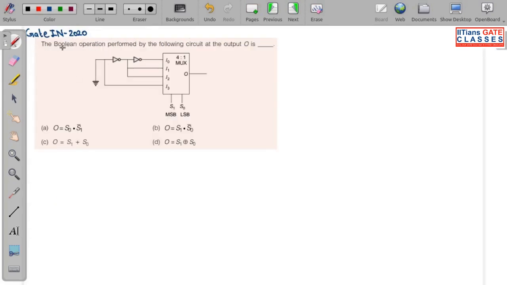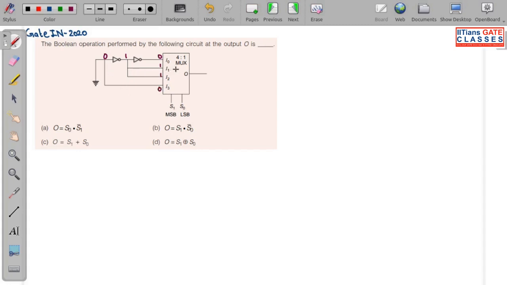So moving on to the next question, this was also very simple. They have asked the Boolean operation performed by the following circuit at output O is, okay, so they want the expression for this O. This is ground, so here it is 0. When this 0 passes through the inverter, we will get 1. So I1 is 1, I2 is 1, I0 will be again 0, and I3 is also 0.